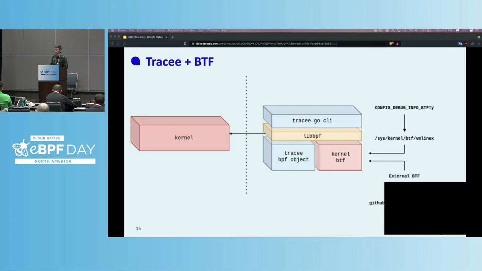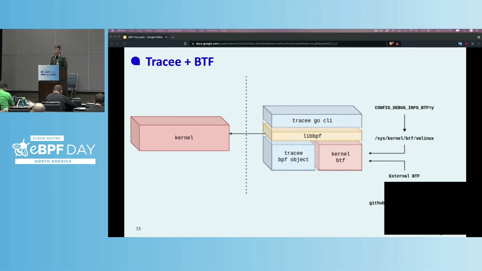So here's a diagram that will hopefully help explain that. Here you see, on the box on the right, is Tracee itself. We have the user space side. We have libbpf that it's using to interact with the BPF programs and the BPF system. We have the Tracee BPF object itself. And then we have the kernel BTF, the BTF for the kernel it's running on.